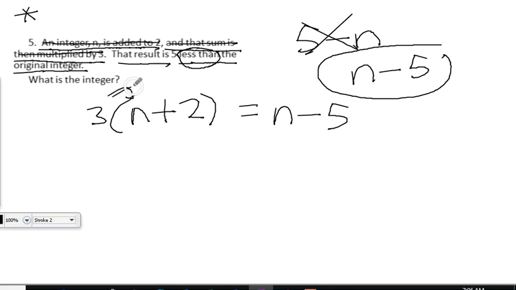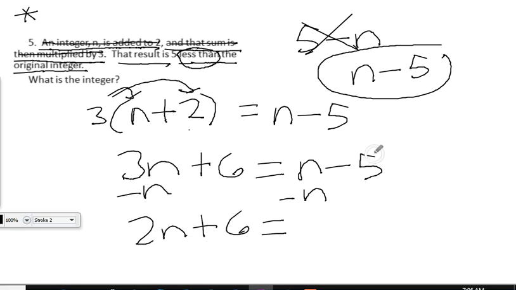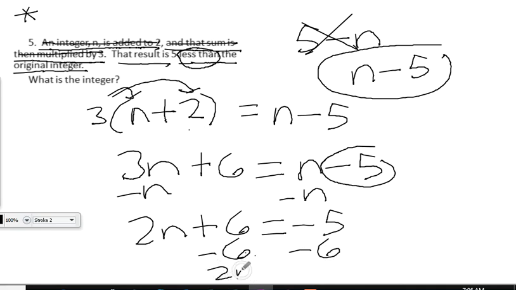So we're going to distribute the 3 to both of these guys. So that's going to be 3 times n is 3n plus 3 times 2 is 6 equal to n minus 5. And then from there we are going to subtract n from both sides. So 2 times n plus 6 equals, we have to be careful, this is a negative 5. And then we minus 6 from both sides. So we get 2 times n is equal to negative 11.